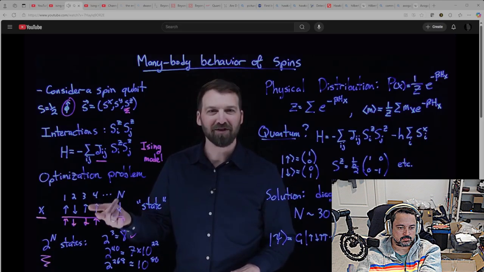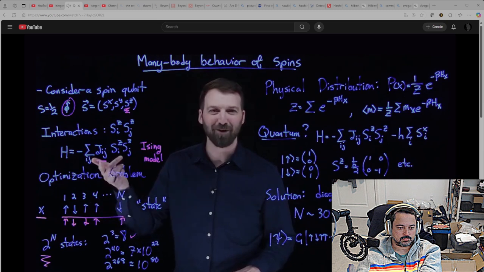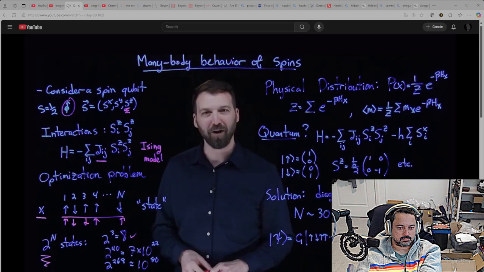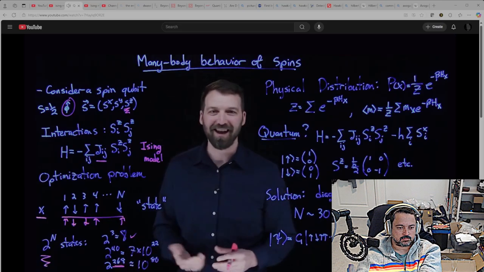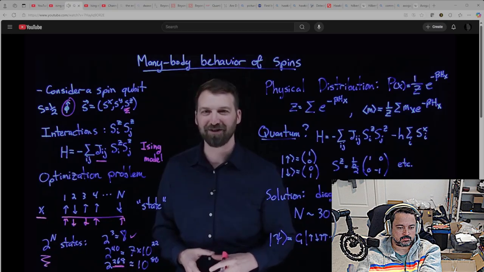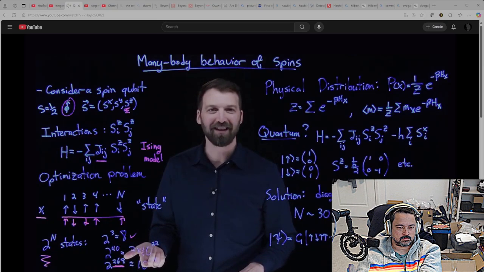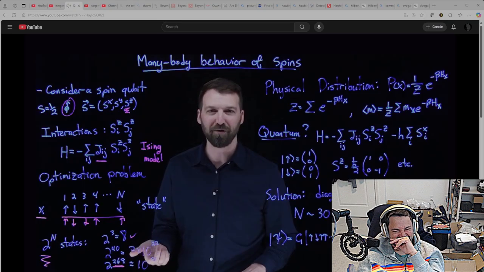Similarly, performing this optimization problem by brute force, say, for example, finding the lowest energy of an Ising model, is a similarly difficult problem. When I get up to a number as small as 268, which is just a couple hundred spins, that number balloons up to 10 to the 80. The reason I chose 10 to the 80 is this is the number of all particles in the known universe.